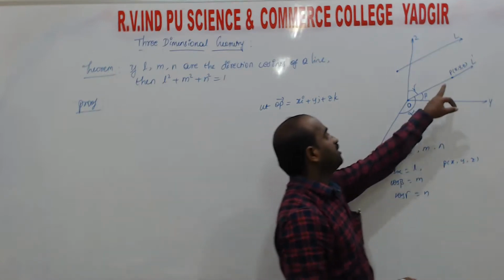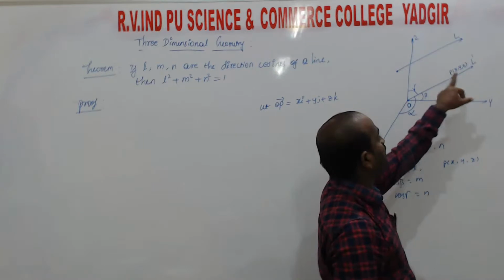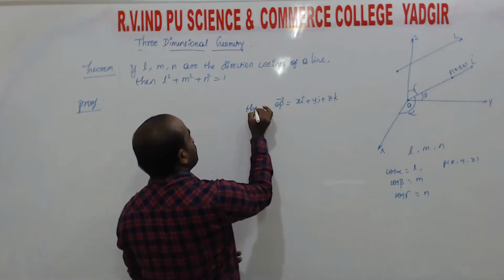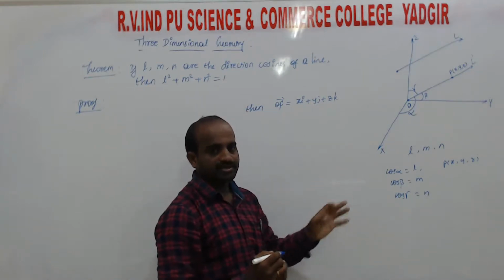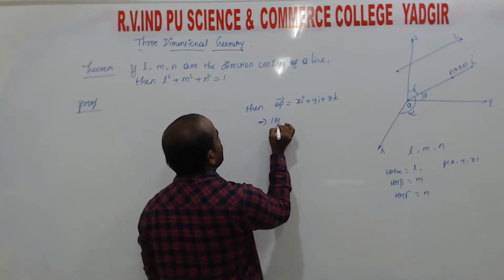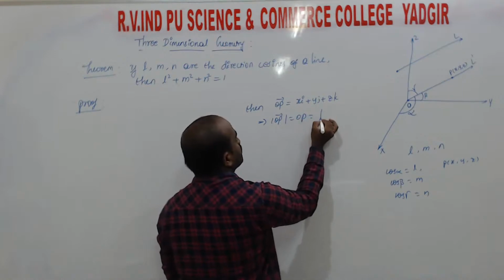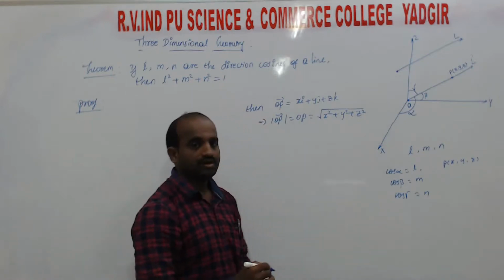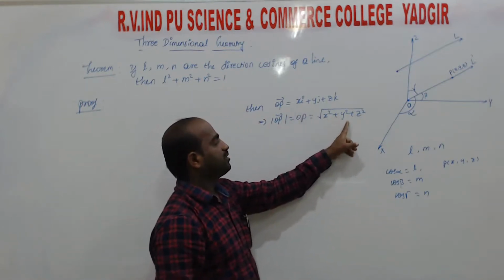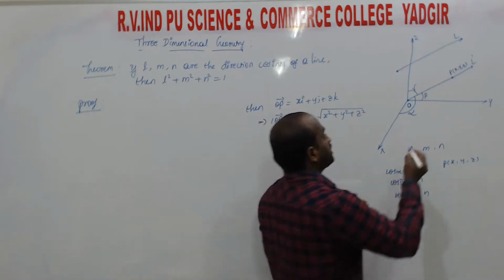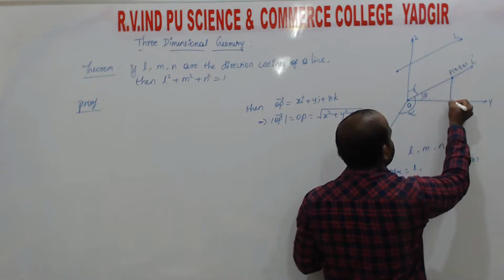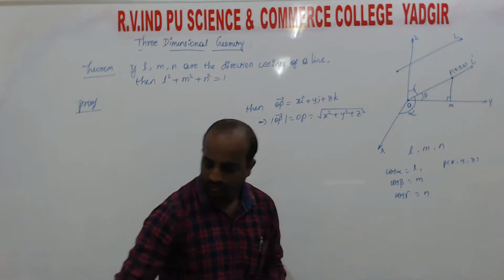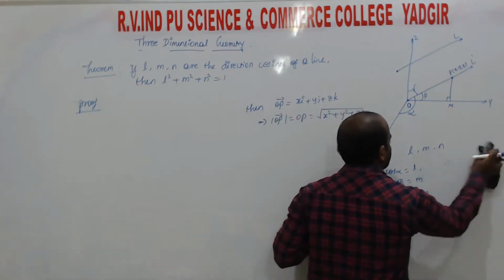Let P(x, y, z) be any point on L dash. Then the vector OP is equal to xi plus yj plus zk. This means the magnitude of OP is equal to root of x square plus y square plus z square. Next, we will draw PM perpendicular to the y-axis.